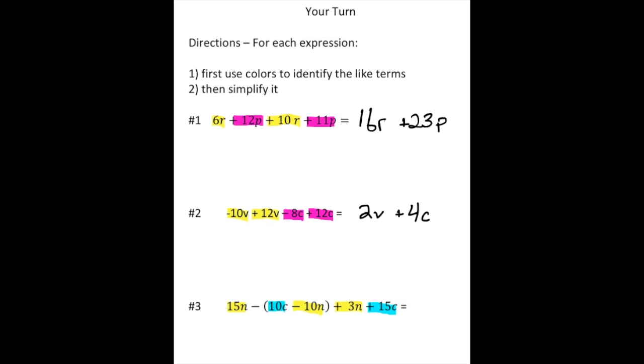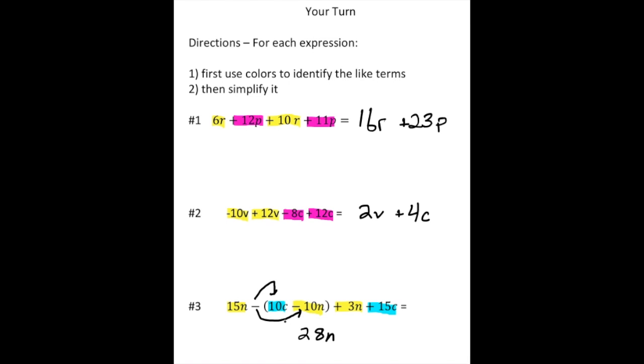Just like the example, we have to be careful because we're subtracting everything inside these parentheses. So I'm going to subtract a 10c, but I'm also going to subtract a negative 10n. So now 15n minus a negative 10n. Remember, when you subtract a negative, it's the same as adding. So 15n and 10n is 25n, plus 3 more n gives us 28n.